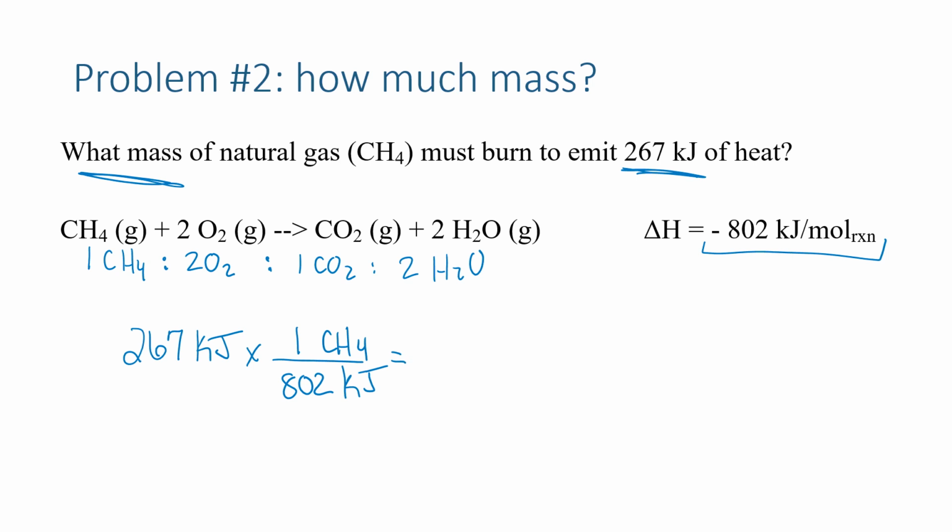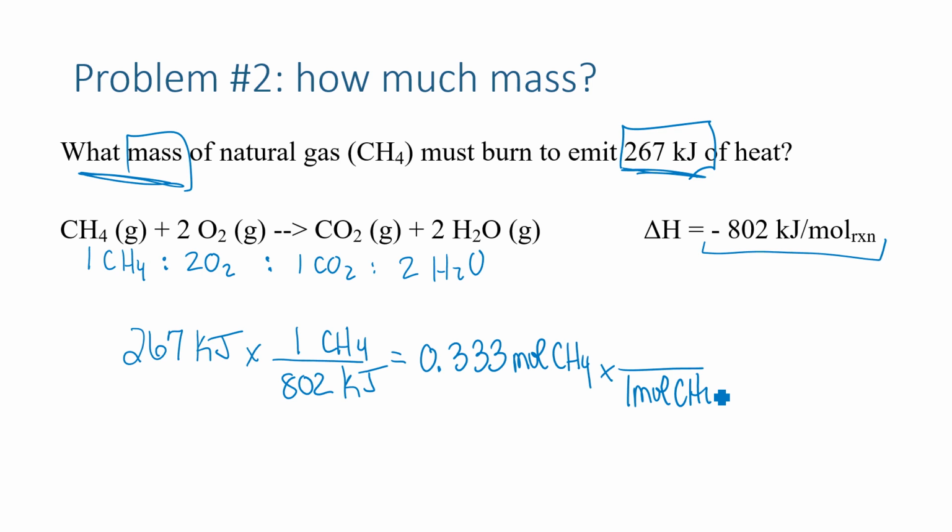So I can stop and plug that in my calculator. Divided by 802. So that would tell me that I have 0.333, I should have 3 sig figs here. So I would need 0.333 moles of CH4 in order to make this much energy. I want to find grams though, so I want to keep going. So I'm going to do one more step and say 1 mole of CH4 weighs 16.0 grams. So I'm going to multiply that by 16, and I'm going to get 5.33 grams of methane gas.